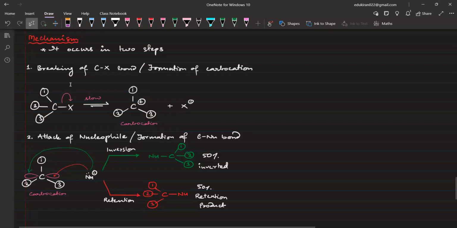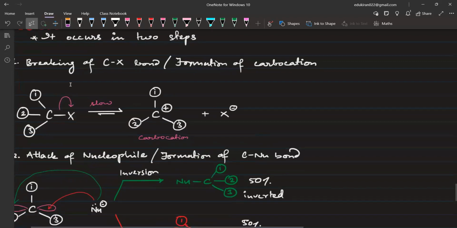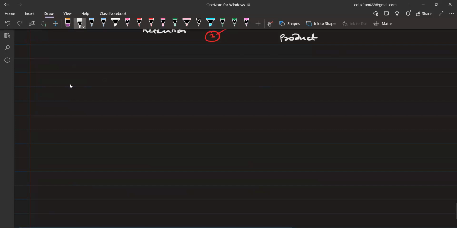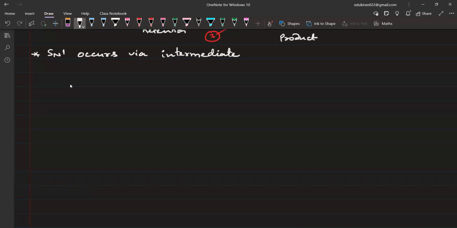Okay. Now, there are a few points that we will write here. The first point that you have to memorize: as soon as you think of SN1, you should be thinking of a few things. The first thing you should be thinking of is the carbocation. So SN1 occurs via carbocation intermediate, which is one of the reactive intermediates. What is it? Carbocation.